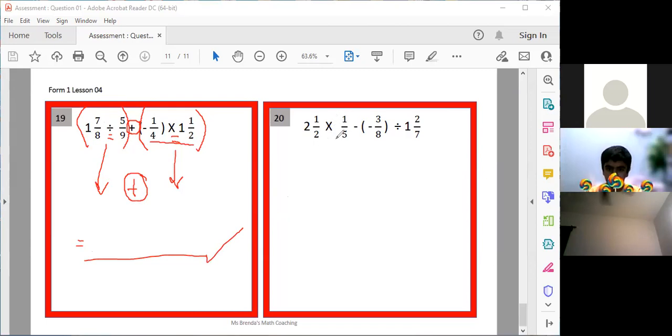Good. Again, the last one. Multiply here. Divide this side. Whatever answer you get here will minus with whatever answer you get here. Okay?